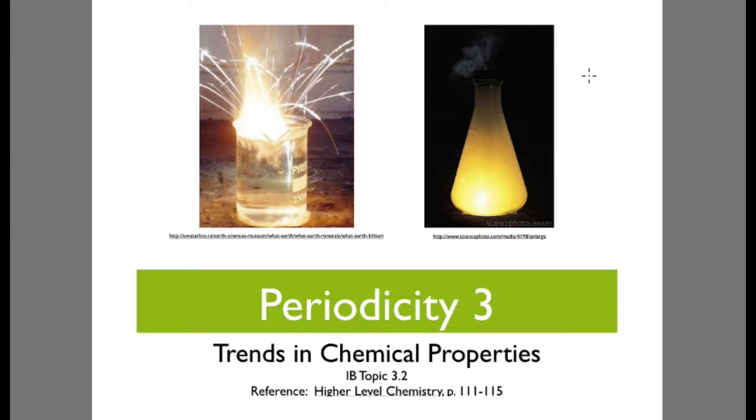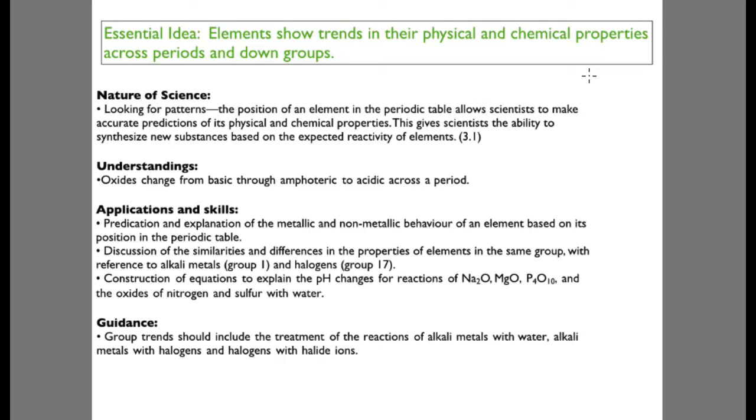Periodicity 3. Trends in chemical properties. The essential idea: elements show trends in their physical and chemical properties across periods and down groups. Nature of science: looking for patterns.